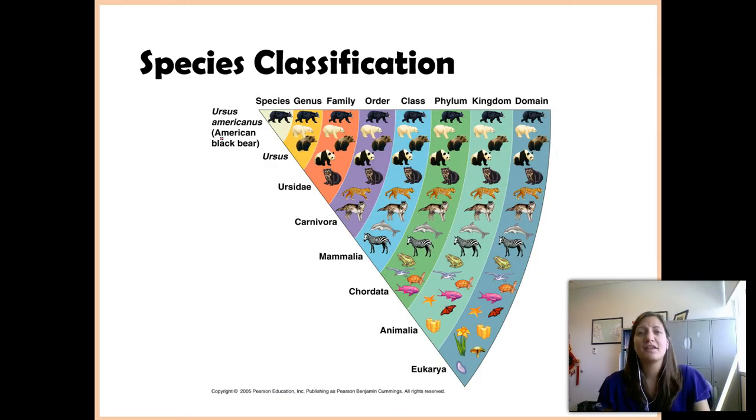I'm going to give you another example. Again, you don't need to know the specifics, but it demonstrates how this classification works. At the domain level, you can see all sorts of organisms, from mushrooms and starfish to dolphins, and we're trying to get down to this black bear. At the kingdom level, we're just looking at animals, so we're getting rid of the plants and everything. Chordata are things with backbones. Mammalia are mammals, including us, so now we're trimming it down to mammals.